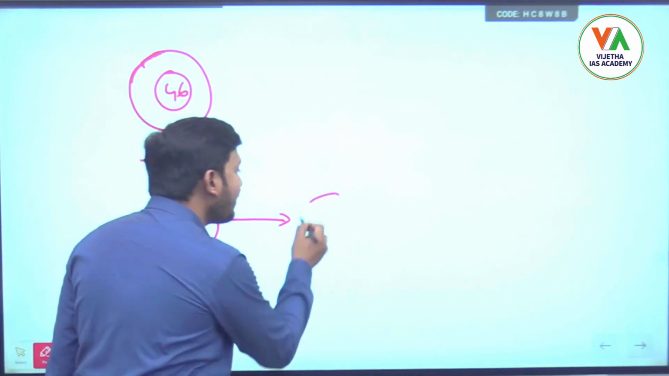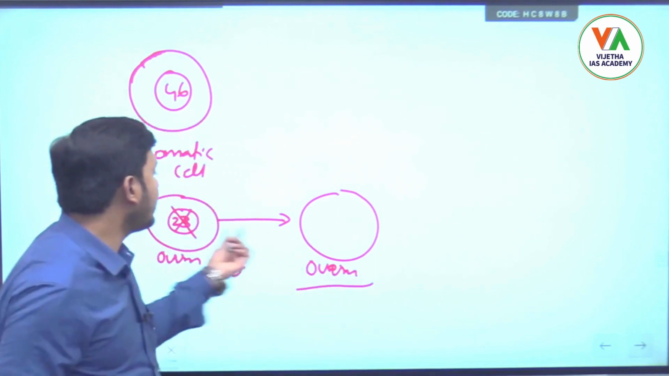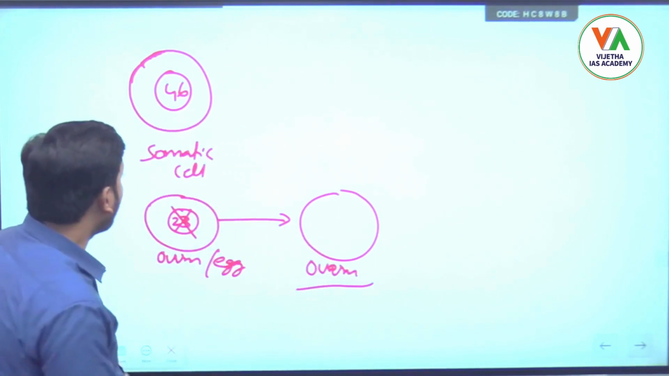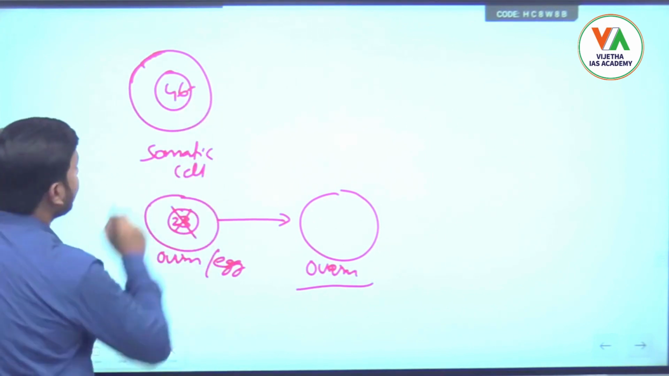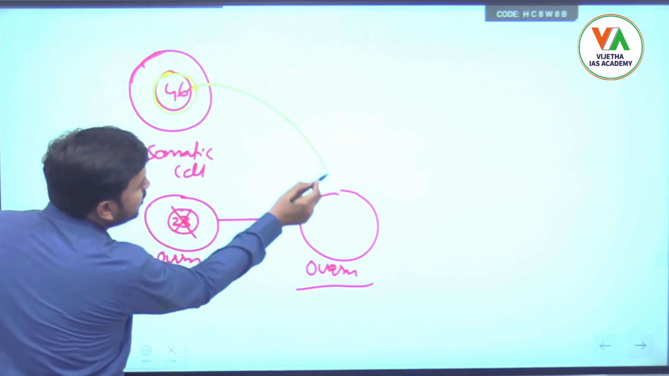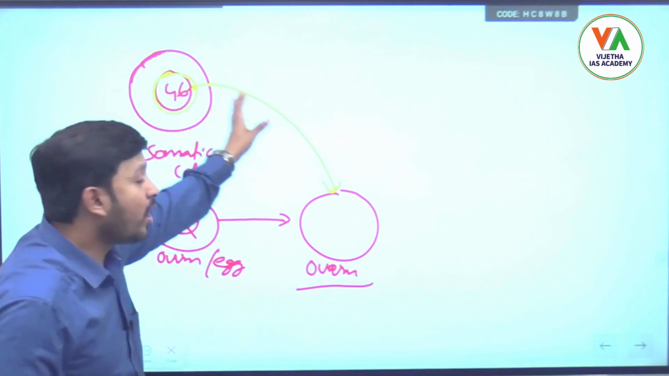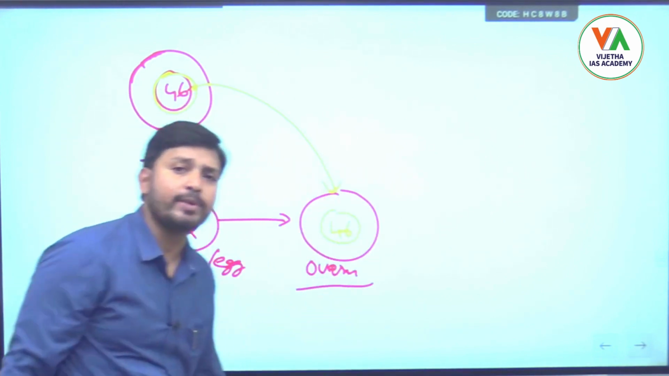So what am I having? This is the ovum without any nucleus, right? But what I will do is I will transfer my 46 chromosomes into this ovum. I will transfer all the 46 chromosomes here.